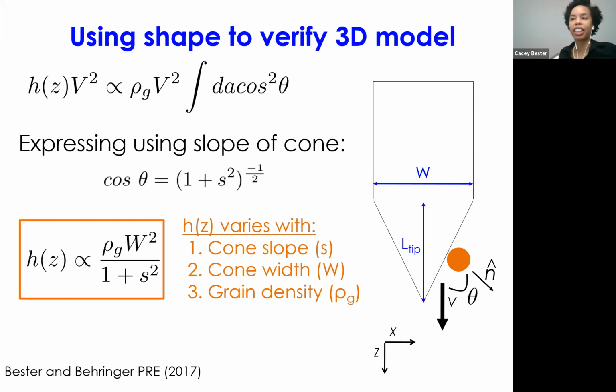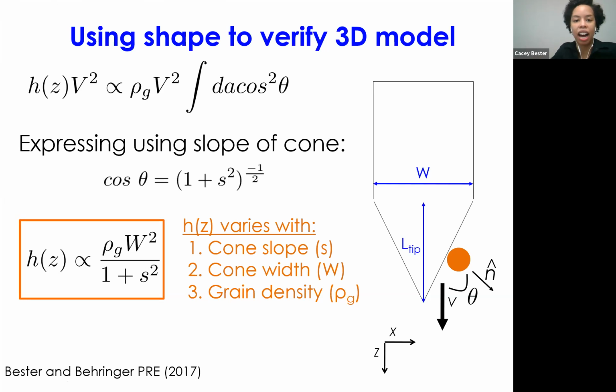Okay, and then that leads to me getting this expression here. Since we're using our cone shapes, we can express our integral for the surface area of our cone in terms of a simple parameter, the slope of the cone S, and find that our inertial drag should scale with the grain density, the cone width, and the slope of the cone, as shown by our expression here for h of z, the coefficient of our inertial drag that we determine from the empirical force law.